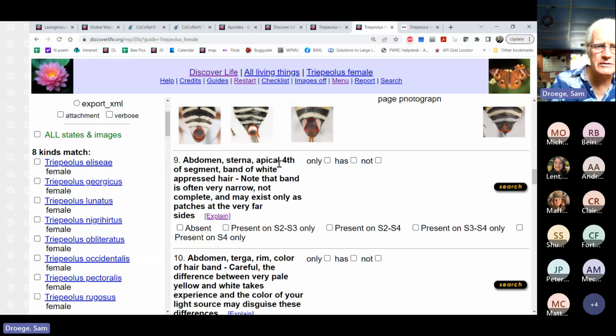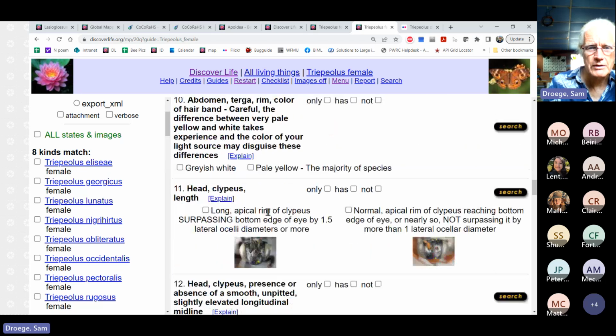Just looking at my time, I got about 10 minutes. I may not finish all these things. So we just talked about those. So now we're back up on the tergites, the color of the hairband.